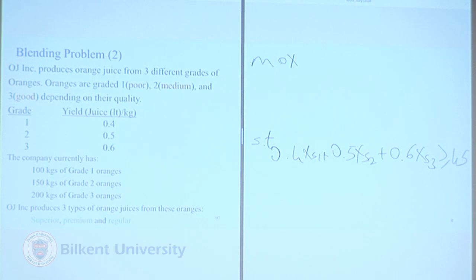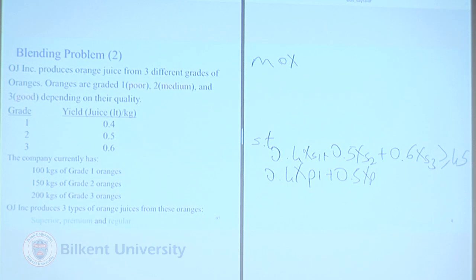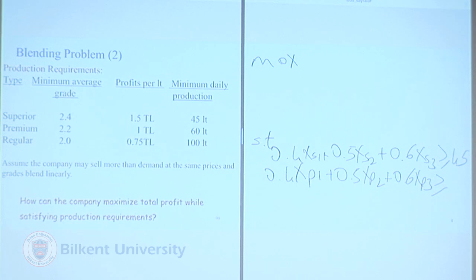All right, then let's write it for premium. The same percentages actually. 0.4 times premium 1, 0.5 times premium 2, 0.6 times premium 3 should be at least what? 60. And 0.4 times regular 1, 0.5 times regular 2, 0.6 times regular 3, at least 100.